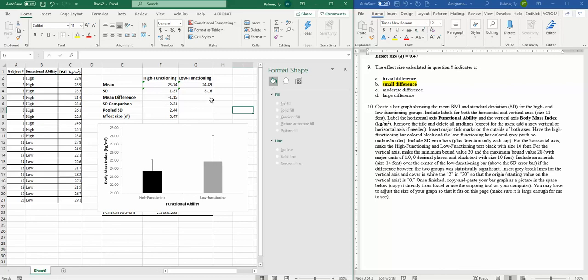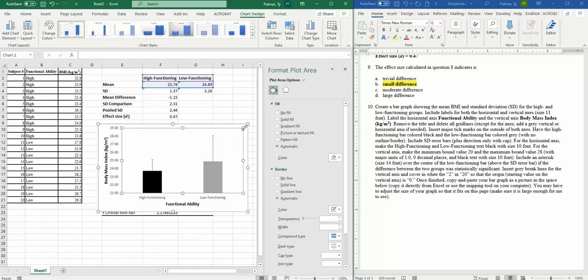Do you see for the lower functioning group how much higher the standard deviation is than the other? See how long this error bar is? This error bar indicates the standard deviation. See how much longer this error bar is compared to this one? You can easily see that this error bar is over twice as long. We determined that up here when we did this SD comparison, but we can see it in the graph too: this standard deviation is over twice as large as the one over here. So we can see that it's represented in the graph.